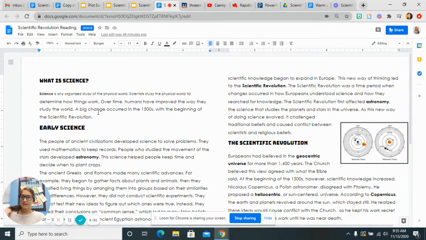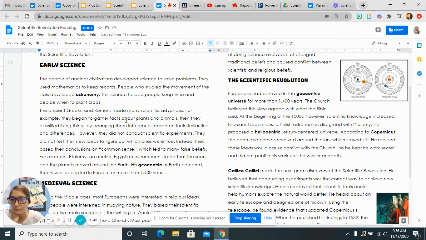What is science? Science is an organized study of the physical world. Scientists study the physical world to determine how things work. Over time, humans have improved the way they study the world. A big change occurred in the 1500s with the beginning of the scientific revolution.